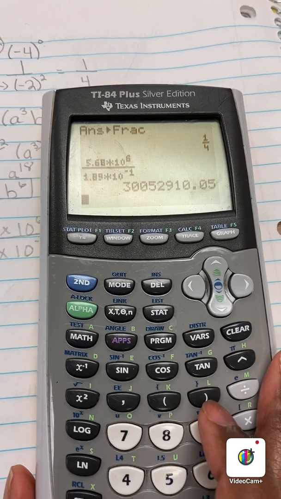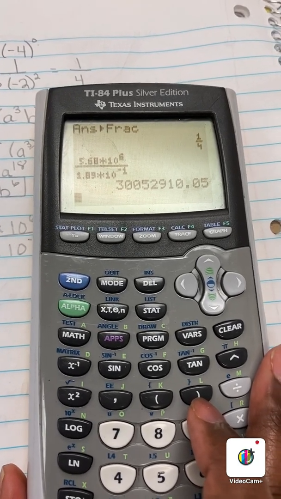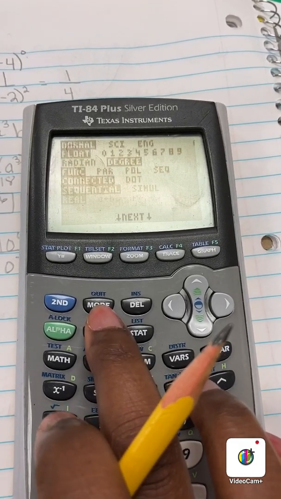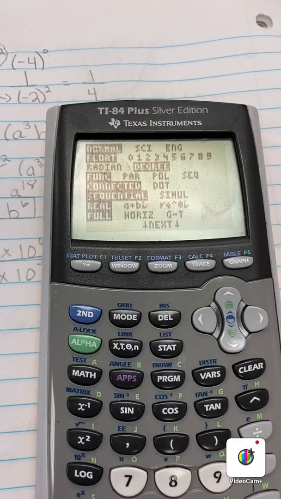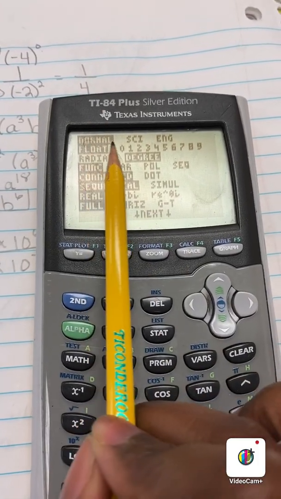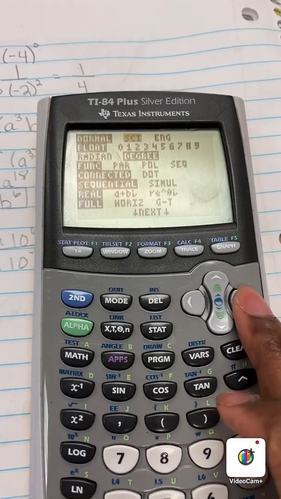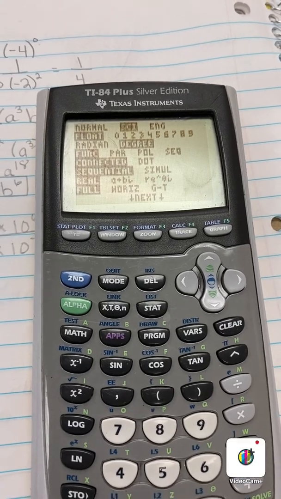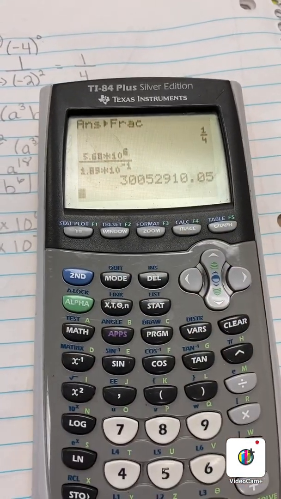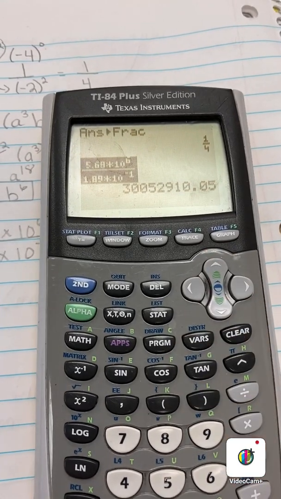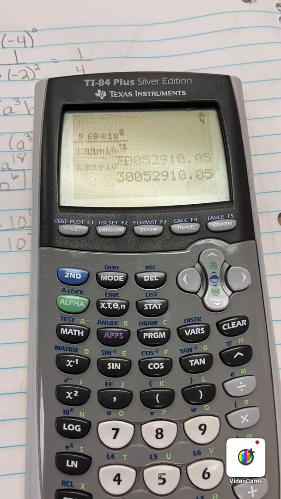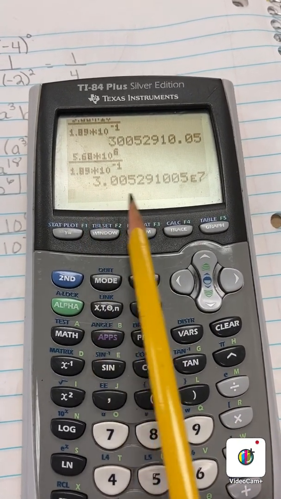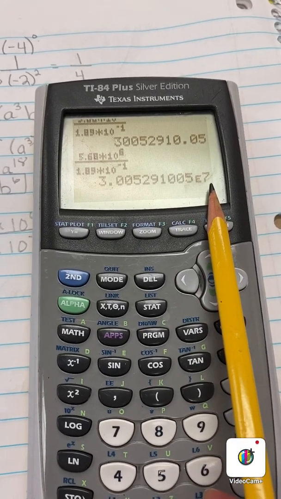So what I'm going to do, if you get an answer like this, is change the mode on my calculator. So I'll press mode, and up where it says normal, I'm going to move it over to sci. That's going to give me my answer in scientific notation. So I'm going to press enter, and then I'll come out of it. I can retype that problem again, and it gives me my answer in scientific notation.